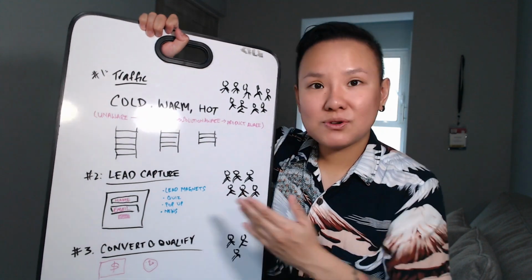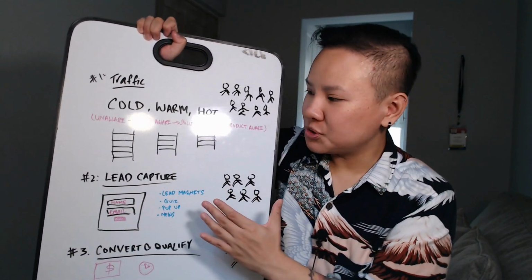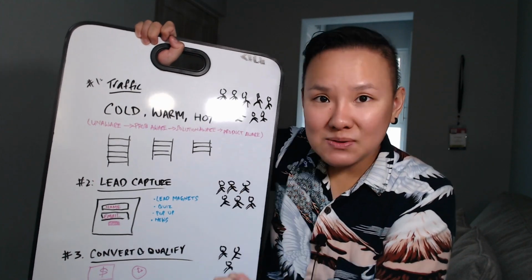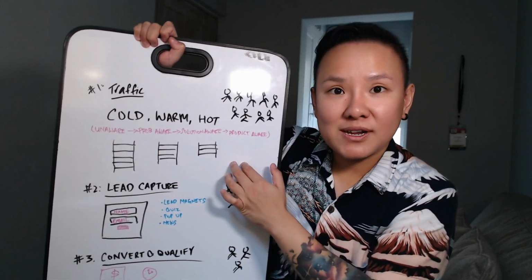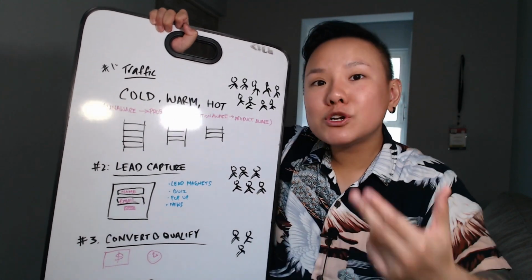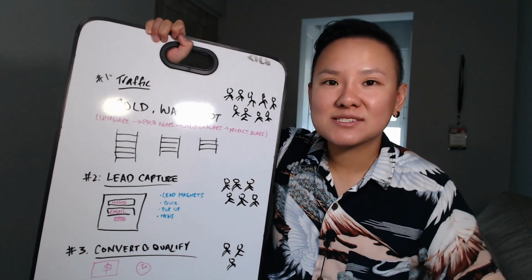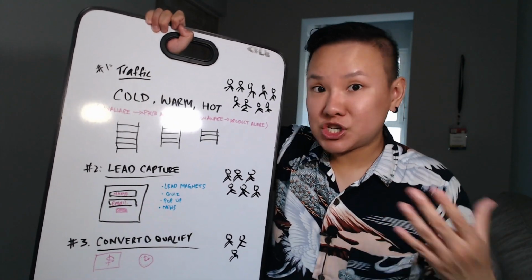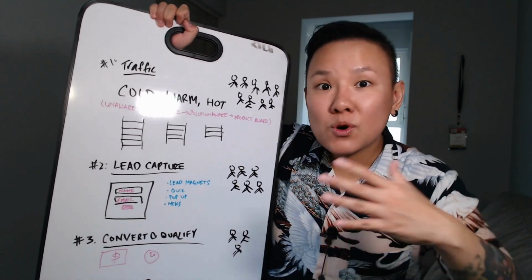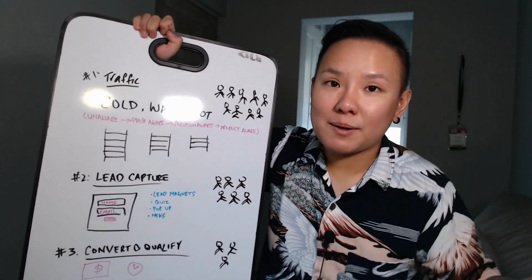Then we go down to the second stage of the sales funnel, which is where you start to capture the names and email addresses of the people coming into your sales funnel. We call this lead capture, and we do so with things like lead magnets, like free PDFs, free guides, free training series, free challenges, or things like quizzes, pop-ups, or subscribe for news and updates.